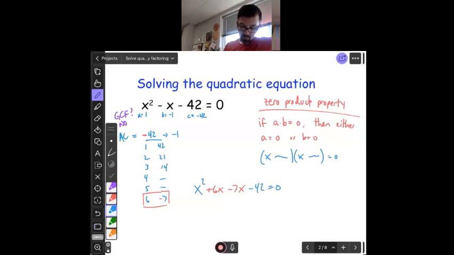Okay? And then we break it in half. And we ask ourselves what's common in those first two. Those both have an x in them. x times what is x squared? What's x times x? x times what is positive 6x? So positive 6.